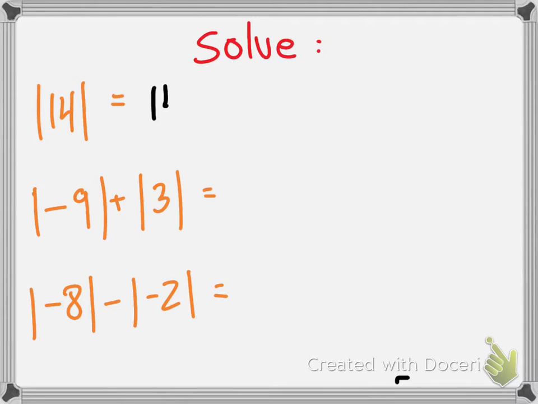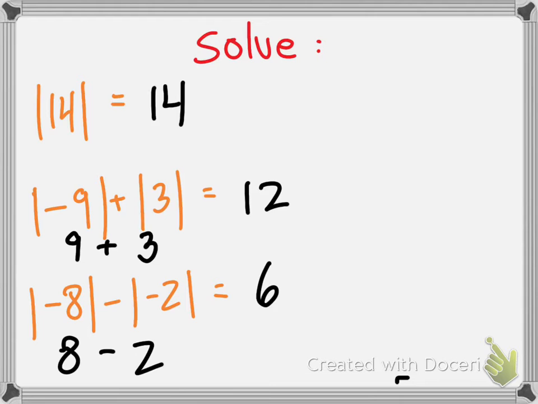This one, same thing. Absolute value of 14 is 14. Absolute value of negative 9 is 9. Absolute value of 3 is 3. Absolute value of negative 8 is 8. Absolute value of negative 2 is 2. So this one I would get 12, and this one I would get 6.